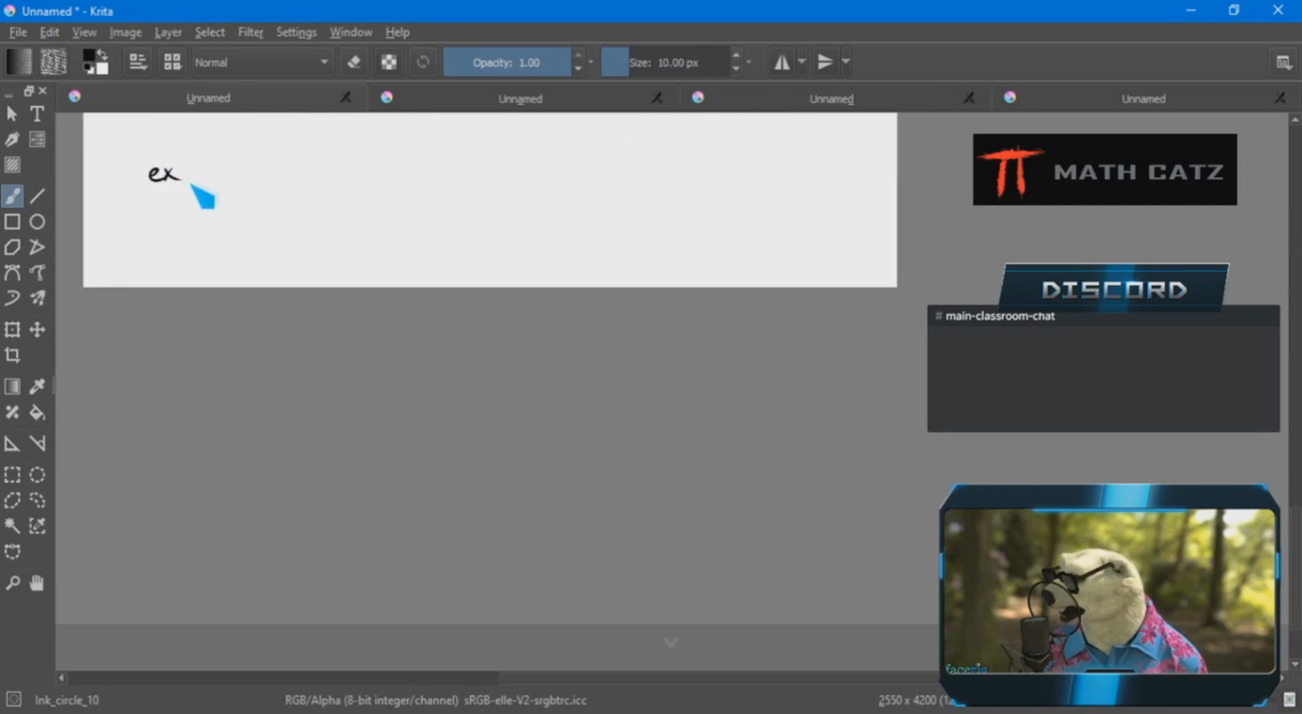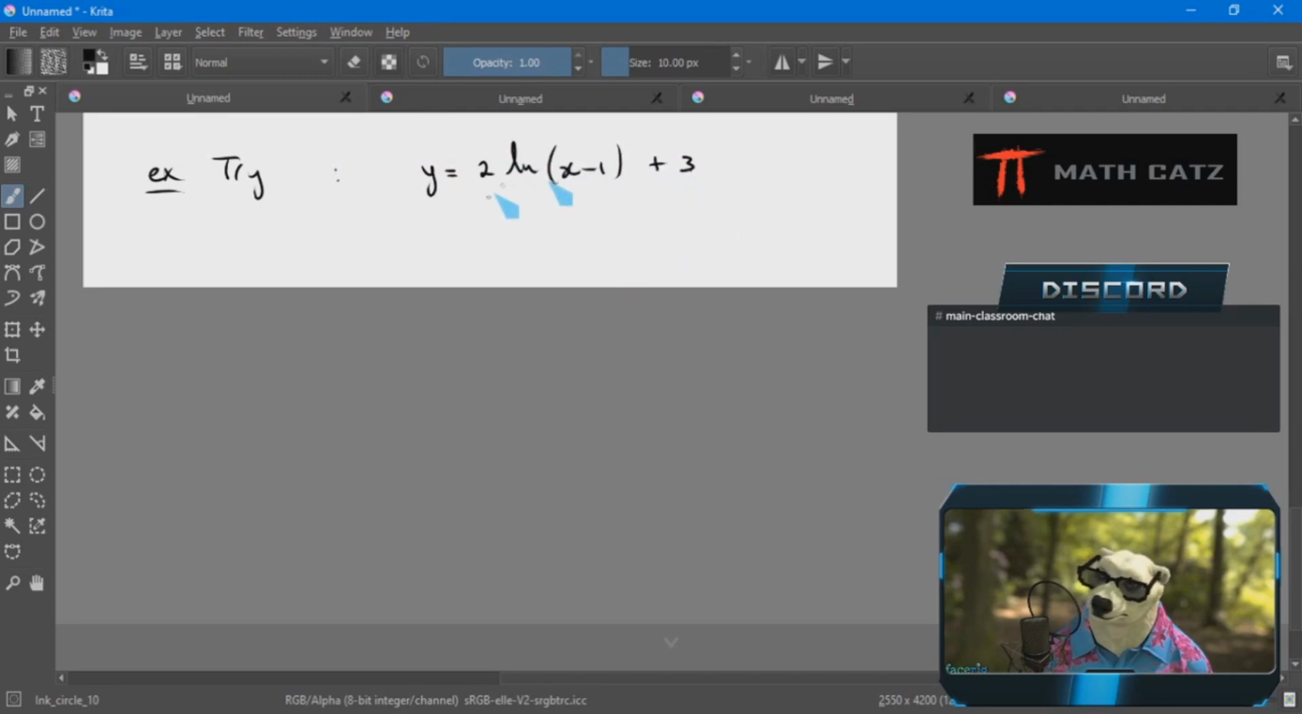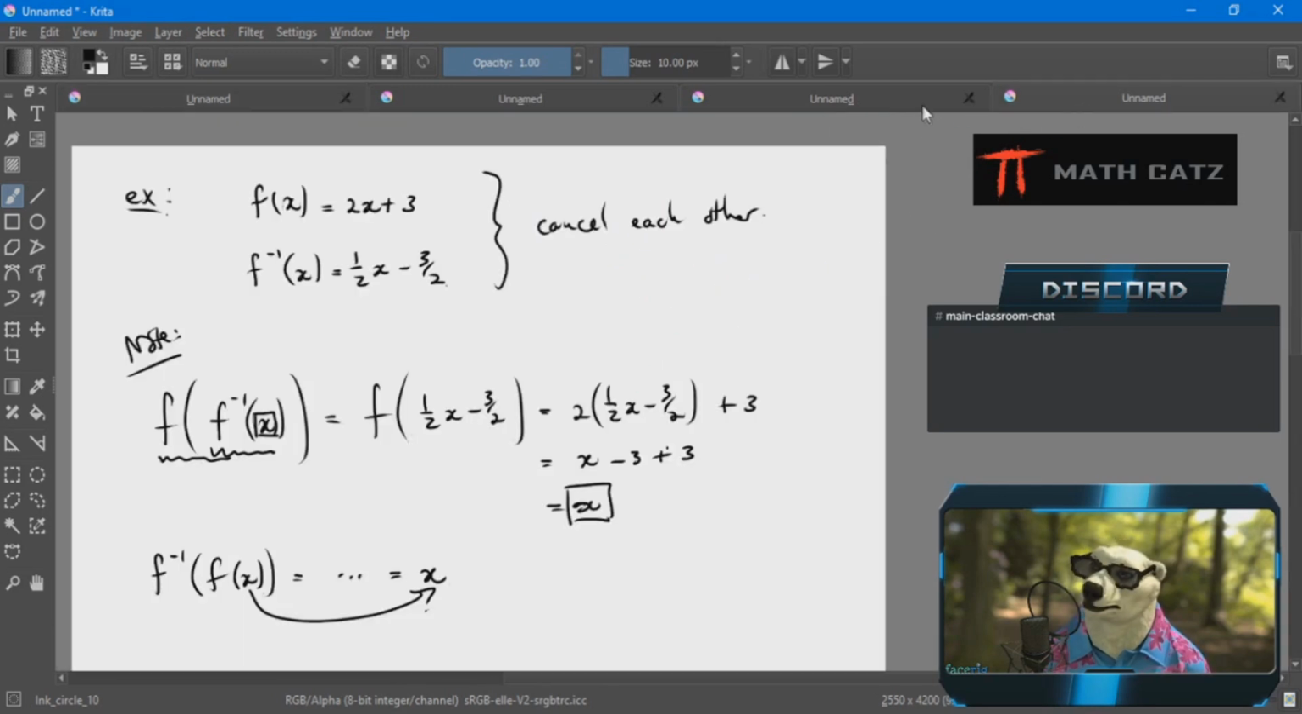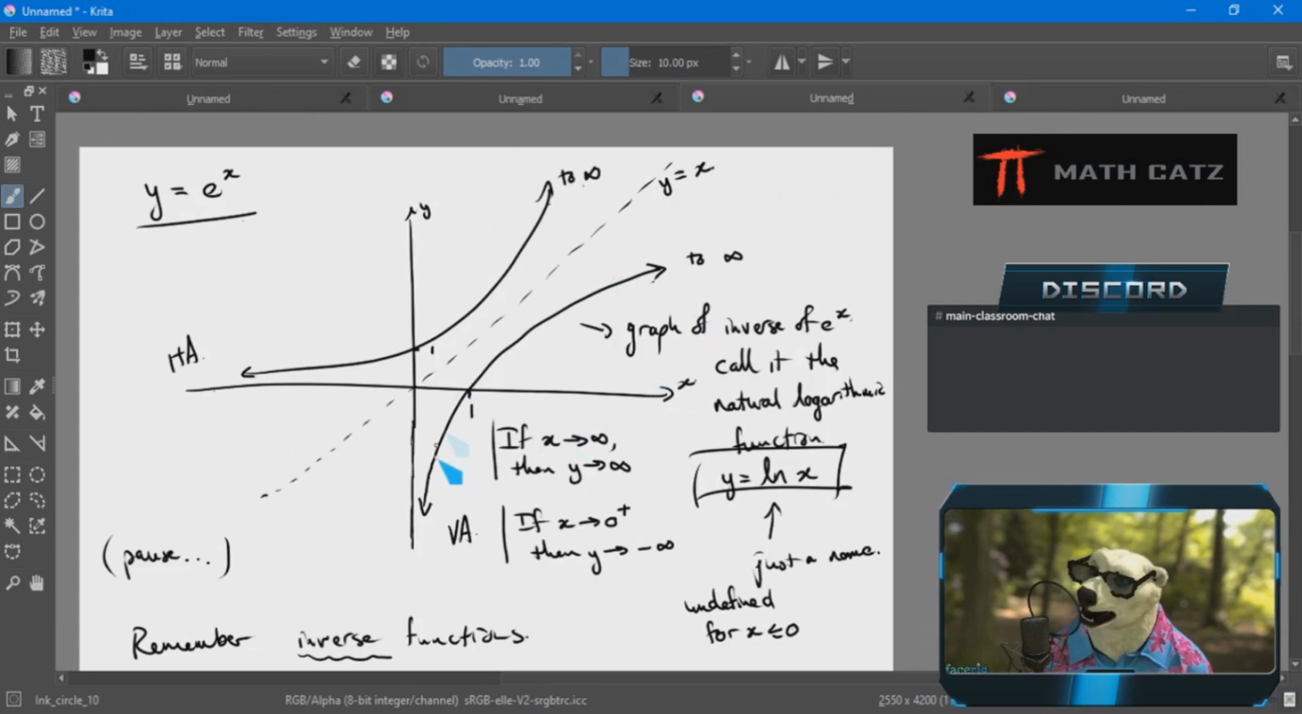You can, for example, try something like y equals 2 natural log of (x minus 1) plus 3. You should be able to do that, right? I don't feel that I have to do it. You just break it up, make the sequence of transformations, and build it on this basic graph. So that really should not be a problem.